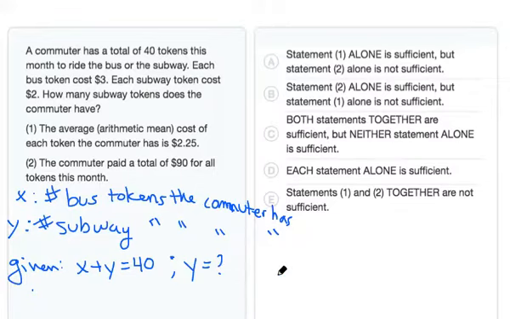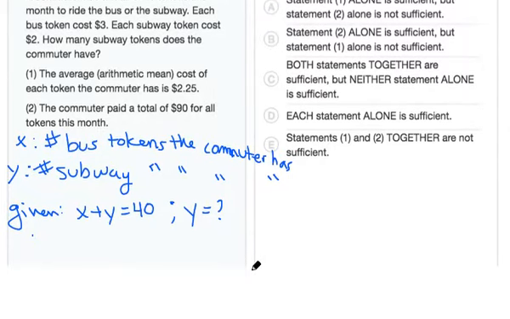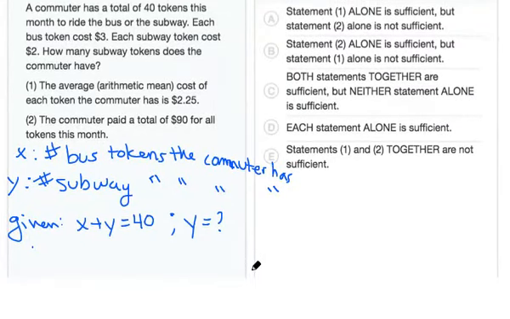Now, in our data sufficiency question, we're essentially looking for whether the statements give us enough information to be able to find Y. We don't actually have to find the value. So let's go ahead and dive into each statement individually. Let's start with statement 1.